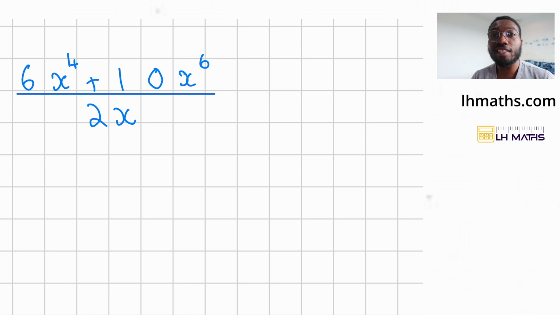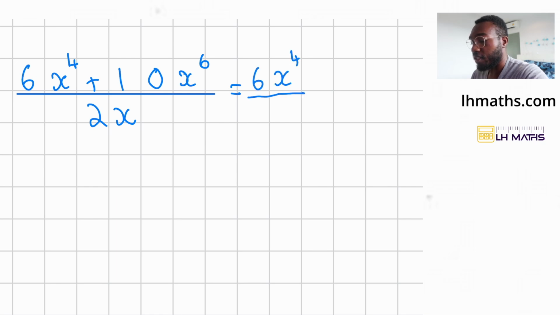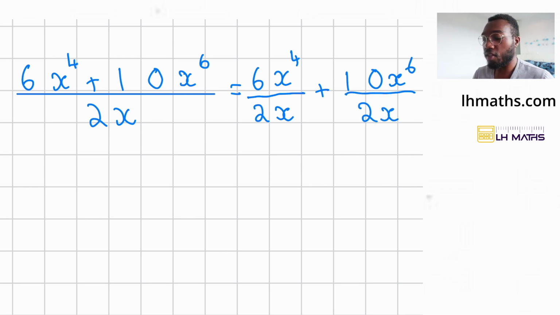So for this question, we have 6x to the power of 4 plus 10x to the power of 6, all divided by 2x. So for this type of question, what we need to do to be able to simplify it down is we need to split up the fraction into 2 parts. So the first bit will be 6x to the power of 4 divided by 2x plus 10x to the power of 6, and that is also divided by 2x, okay?